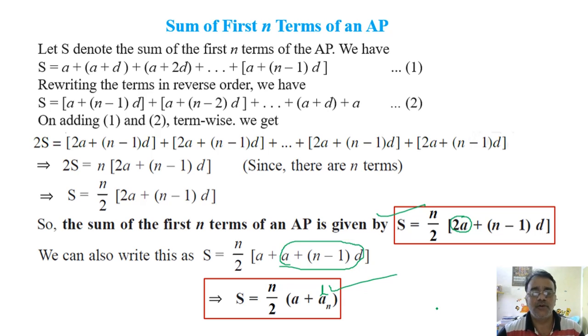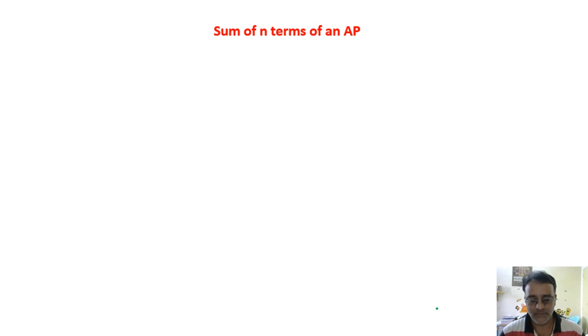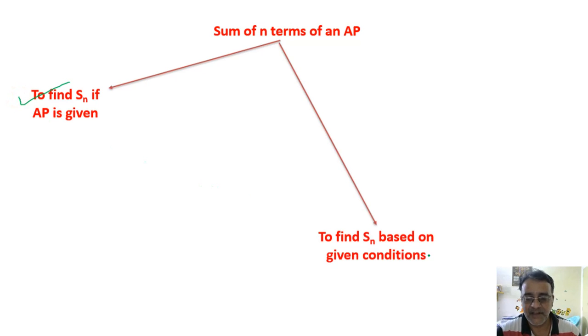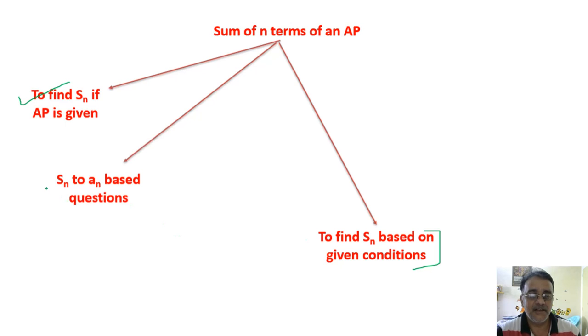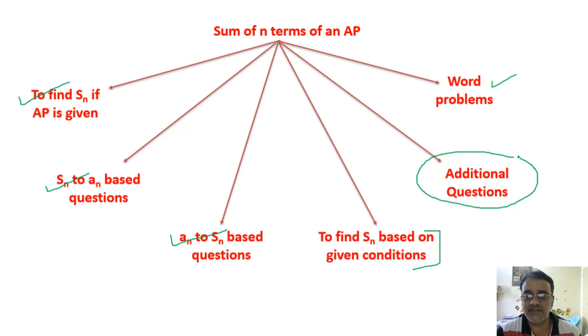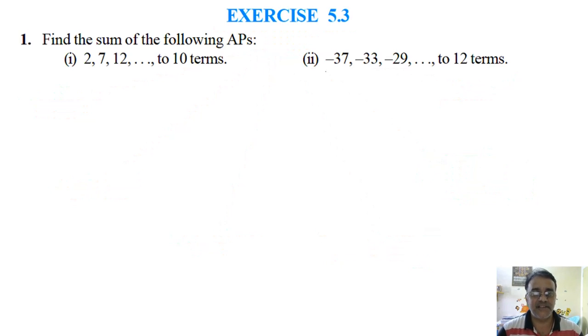Okay. So now we are going to start the first type of question to find the sum. Before that, let us have a glance at the different types of questions to find Sn: if AP is given and the value of n is given; to find Sn based on some given condition; Sn to An based questions; An to Sn based questions; word problems; and the last one is additional problems. So let us start with the first type of question.